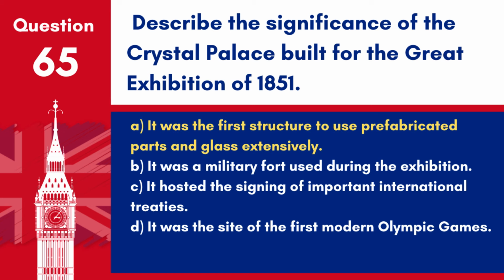Answer: A. It was the first structure to use prefabricated parts and glass extensively. The Crystal Palace, built for the Great Exhibition of 1851 in London, was significant for its innovative use of iron and glass, symbolizing the technological advancements of the industrial age.